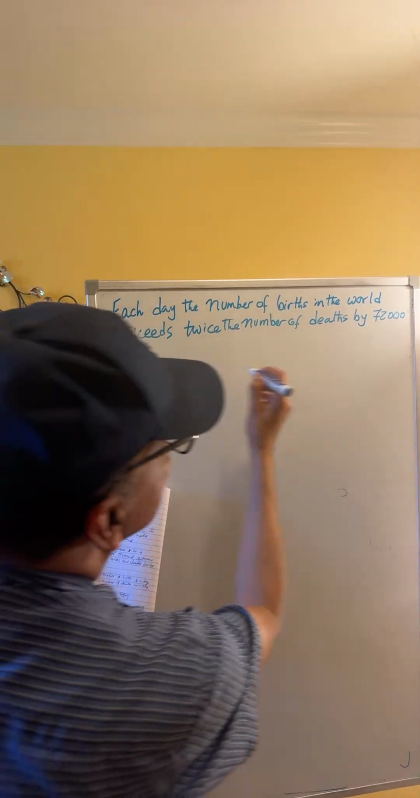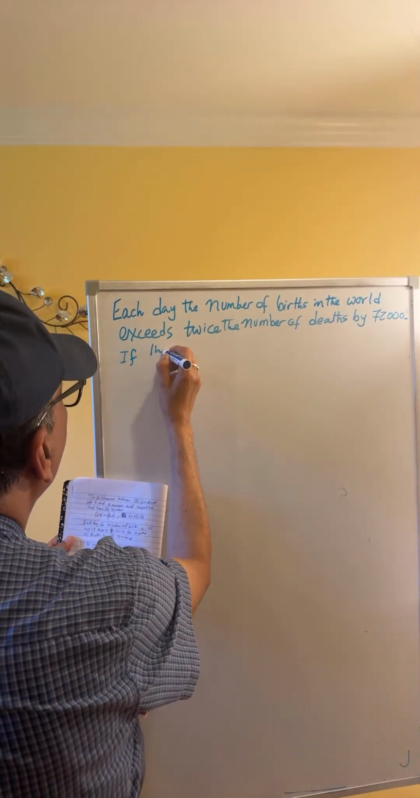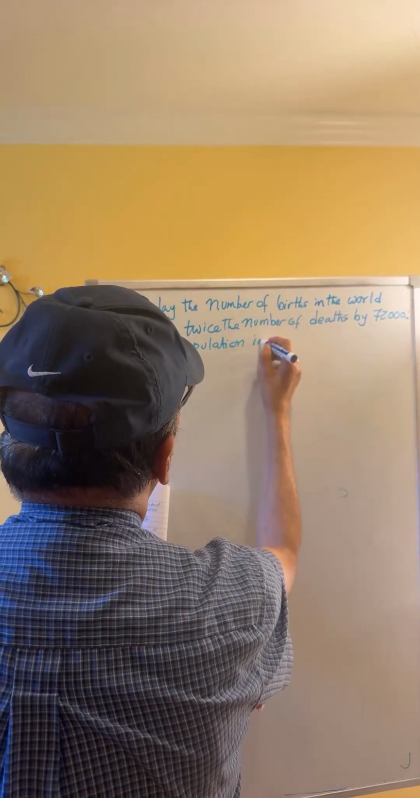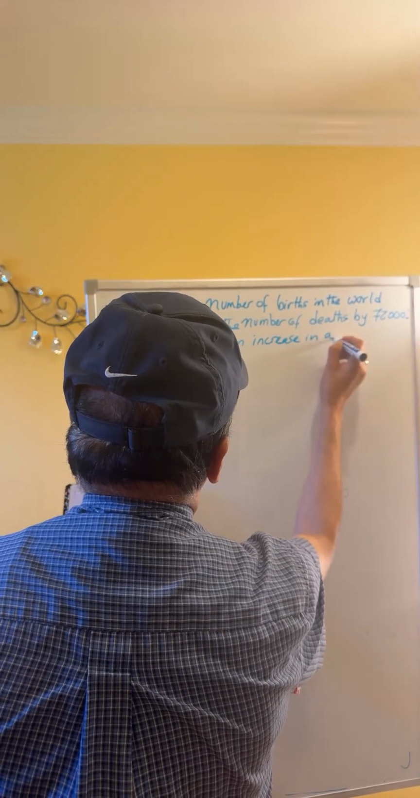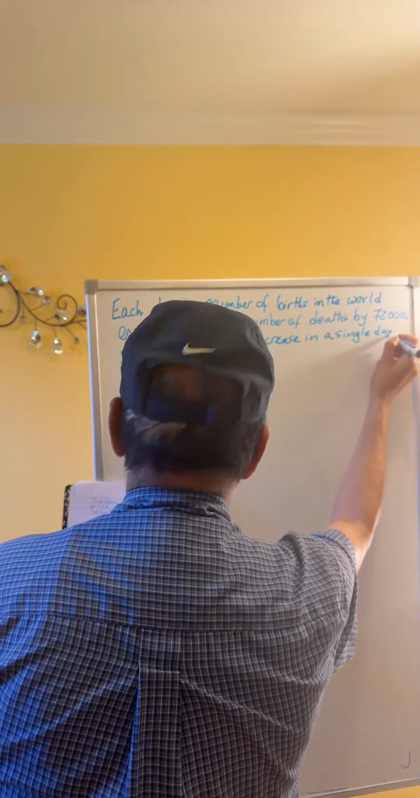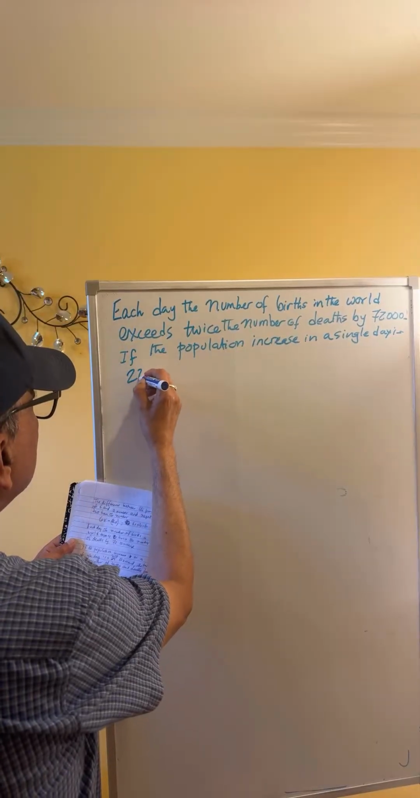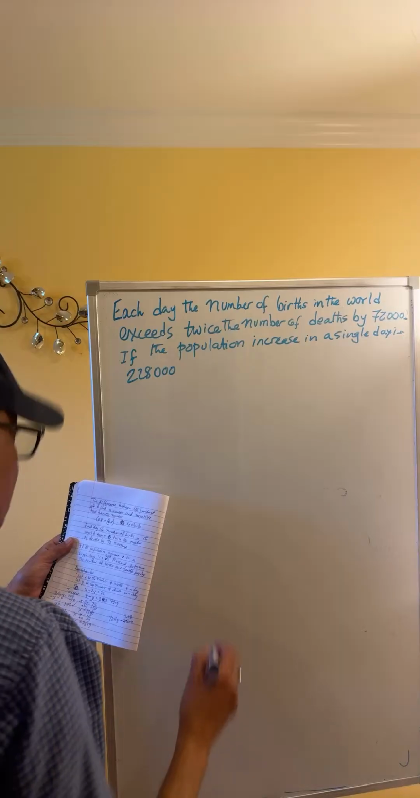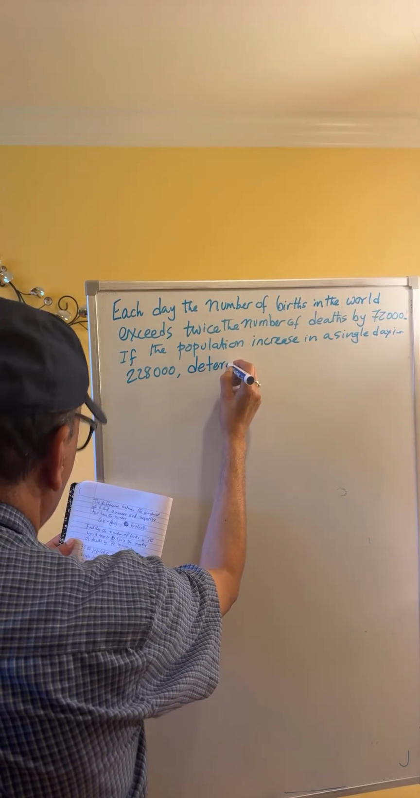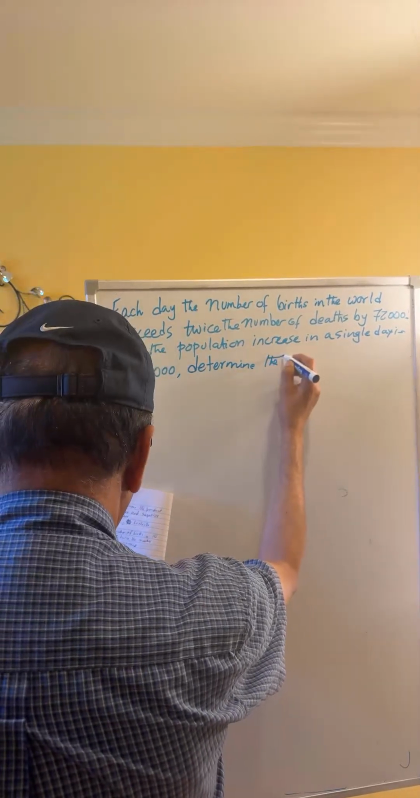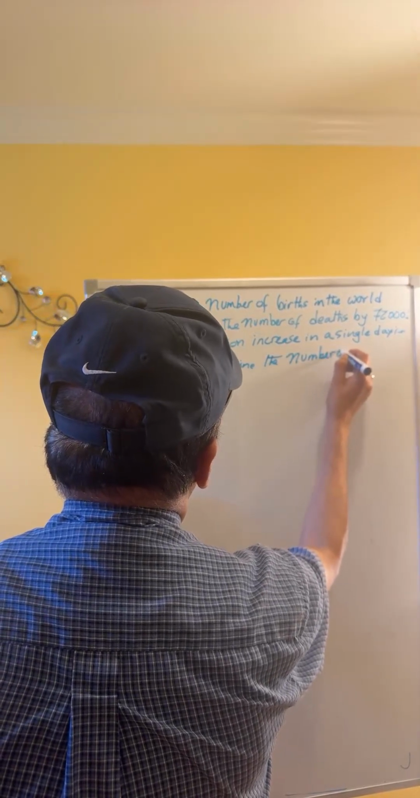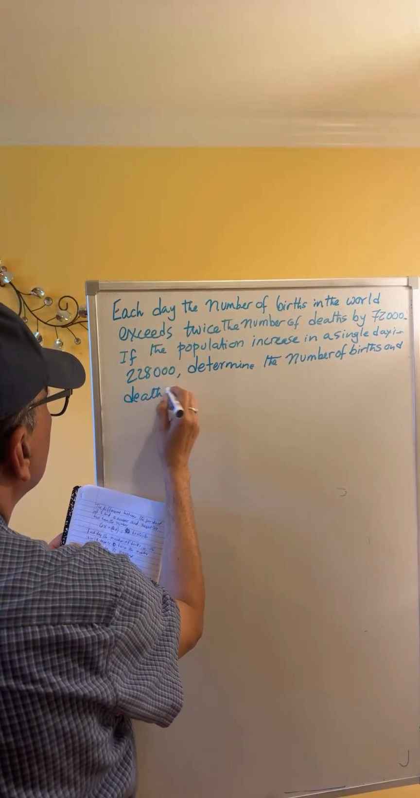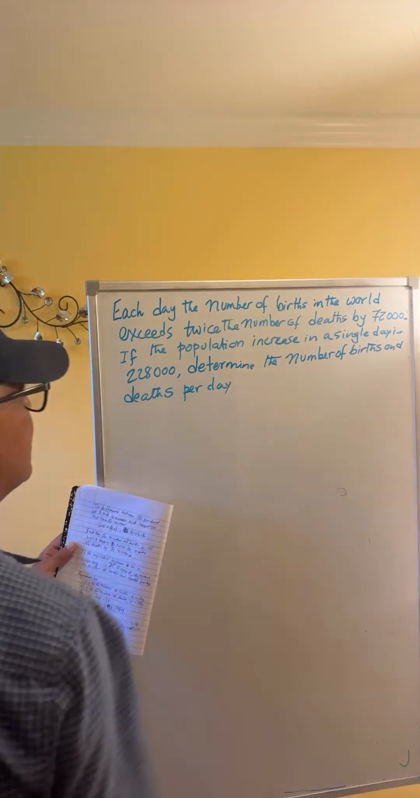Next sentence is this. If the population increase in a single day is 228,000, determine the number of births and deaths per day. Each day, what is the number of births and deaths?